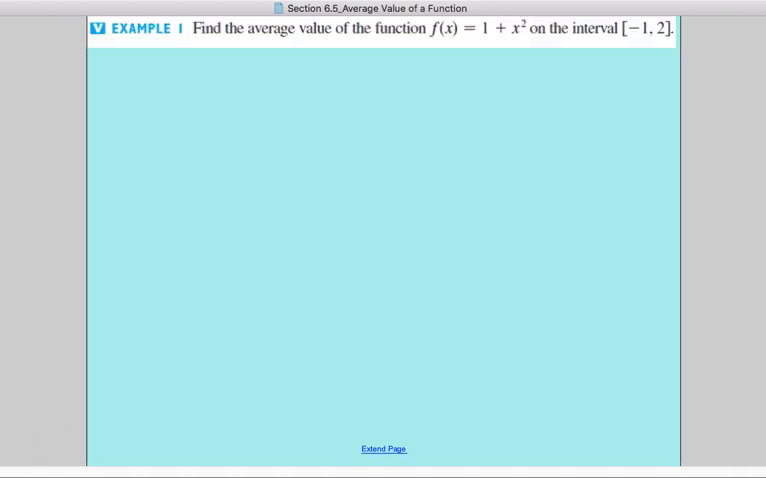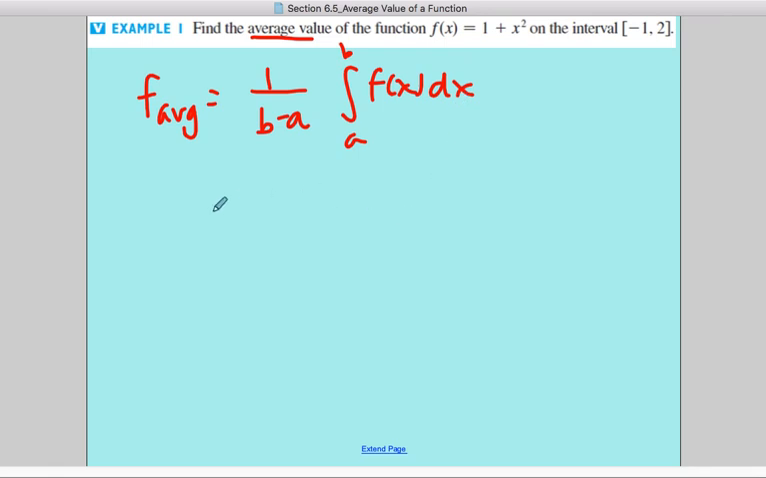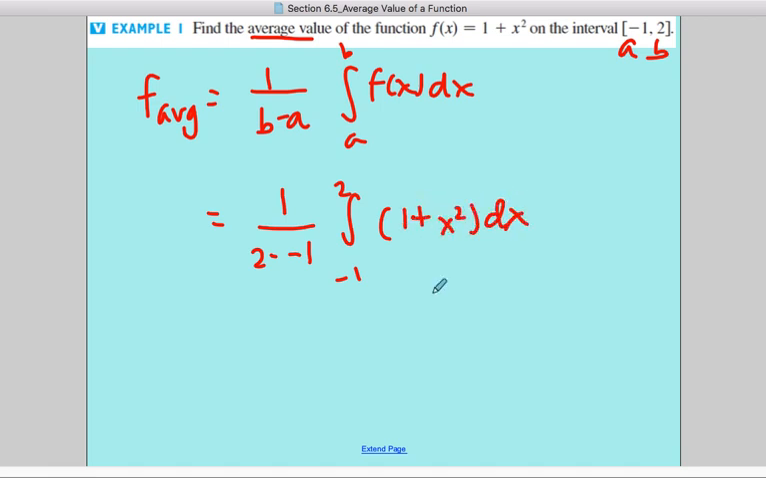Example 1, find the average value, so be careful, average value of the function f of x on the interval from -1 to 2. The average is equal to 1 over b minus a, and then our integral from a to b, f of x dx. So we would have 1 over 2 minus -1, then our integral from -1 to 2 of our function, 1 plus x squared dx.